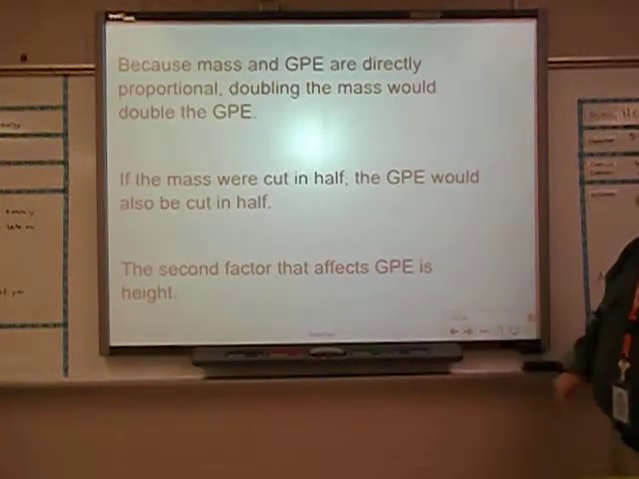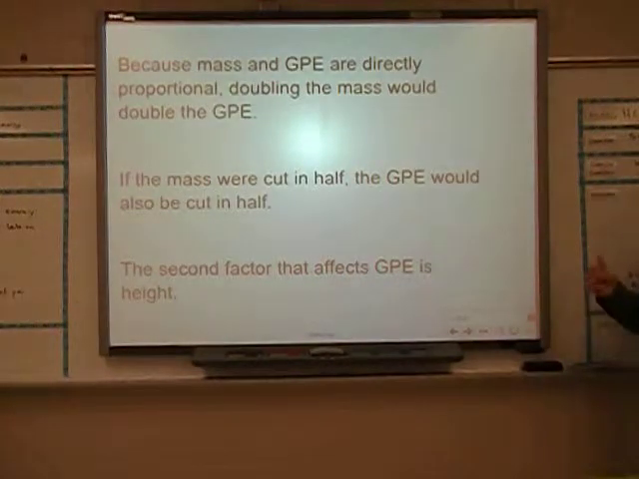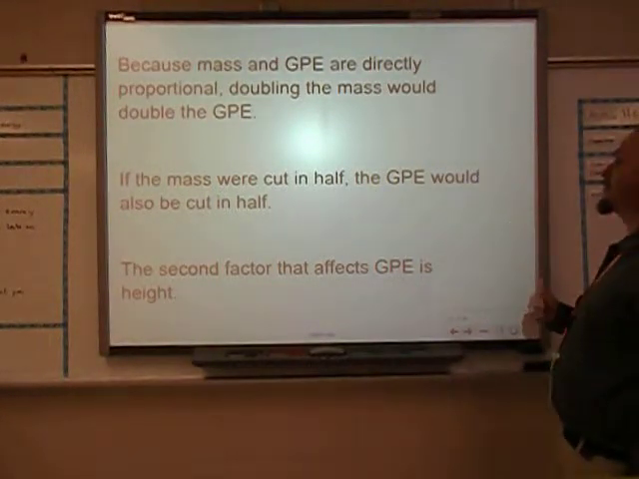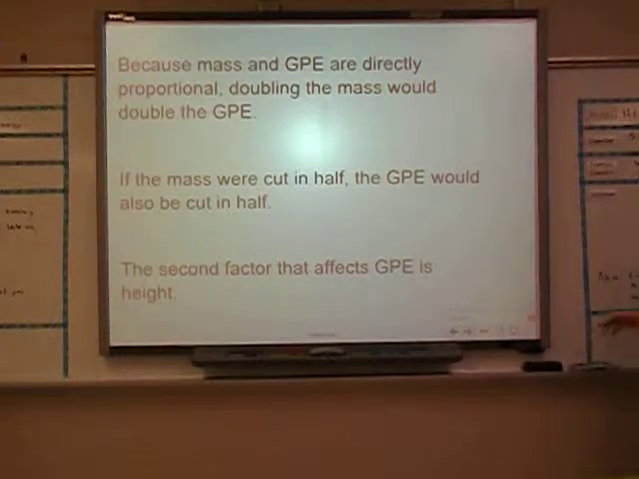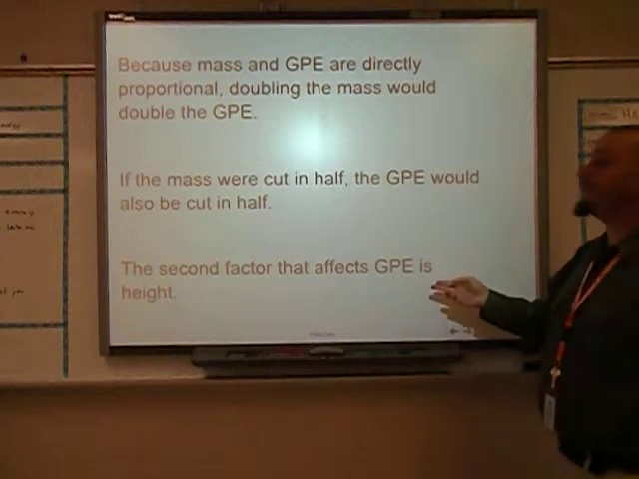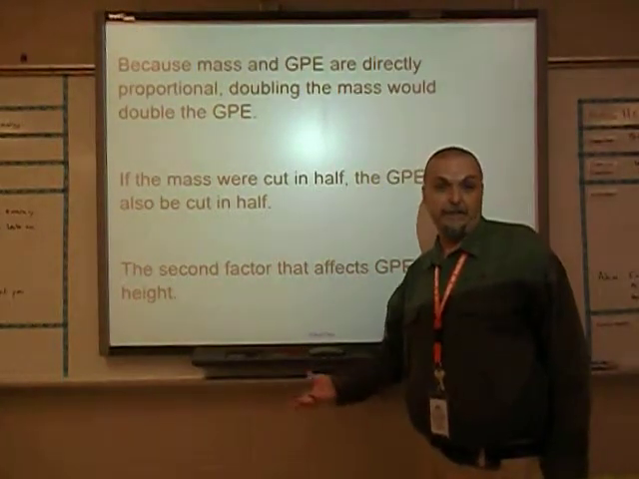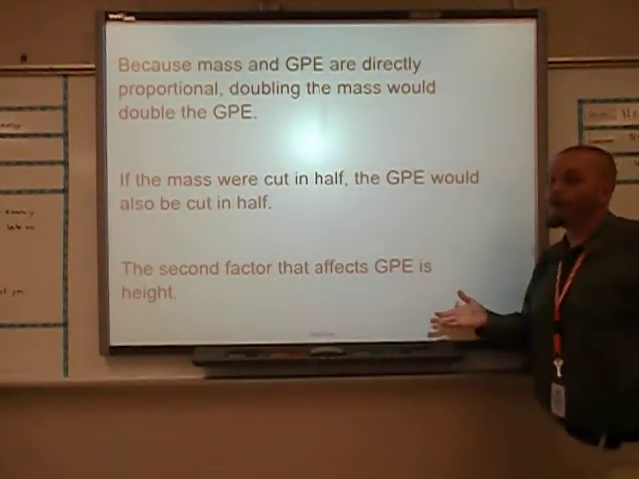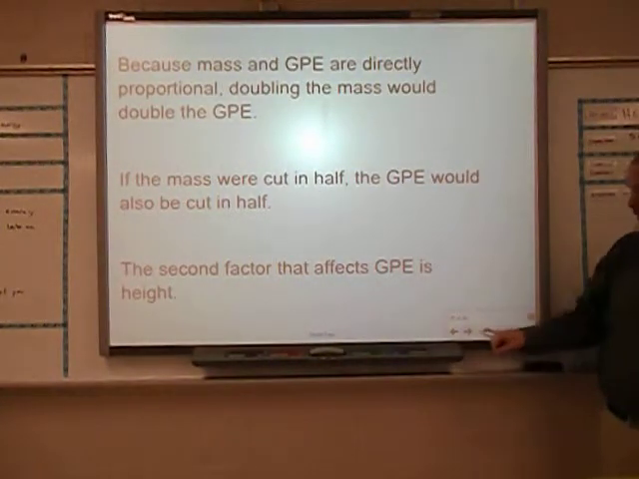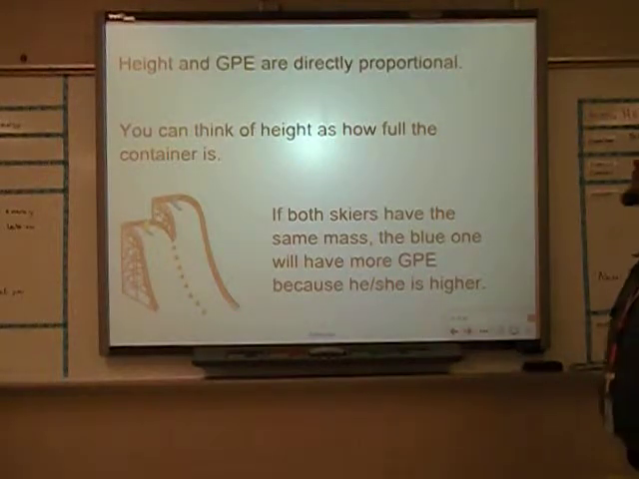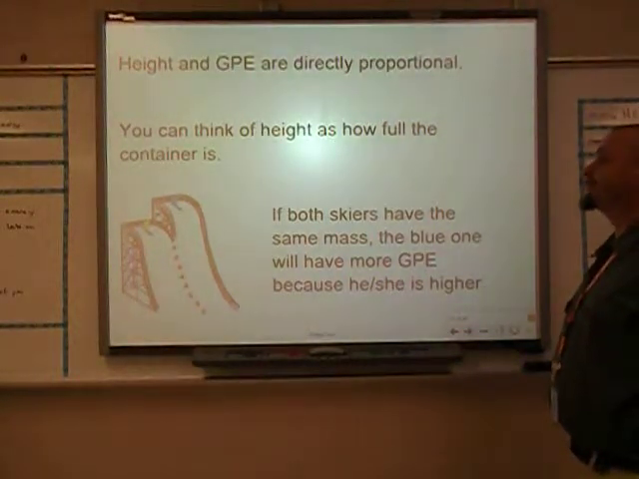Again, it's directly proportional, so doubling the mass would double the gravitational potential energy. Cutting the mass in half would cut the gravitational potential energy in half. It's the exact same relationship we had with kinetic. The second factor is height, because obviously the position is off the ground. And the further off the ground it is, the more potential energy it has. And again, it is a directly proportional relationship. Height and gravitational potential energy are directly proportional.